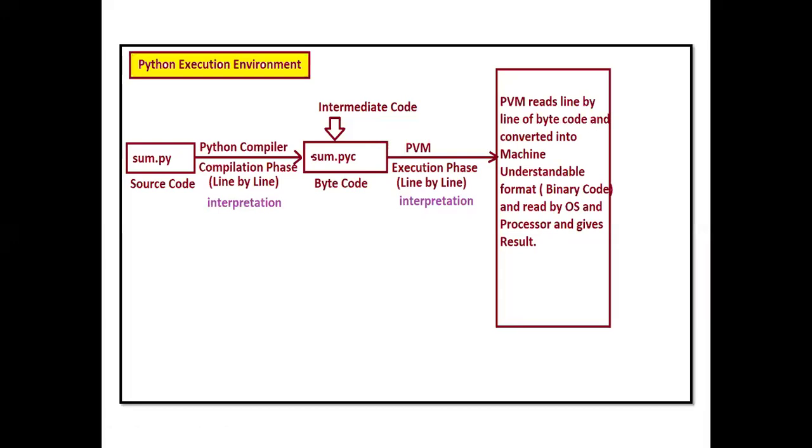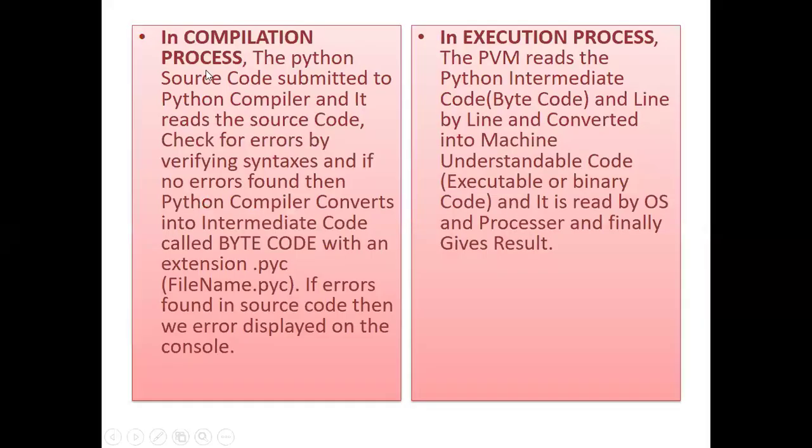Now, let me show you what actually the compilation process and the execution process are. In the compilation process, the Python source code will be submitted to the Python compiler and it reads the source code, checks for the errors by verifying the syntaxes. And in case no error is found, then the PVM compiler converts it into the intermediate code, that is a bytecode with extension .pyc. And if it finds an error, then it will be displayed on the console. Now, what about the execution process?